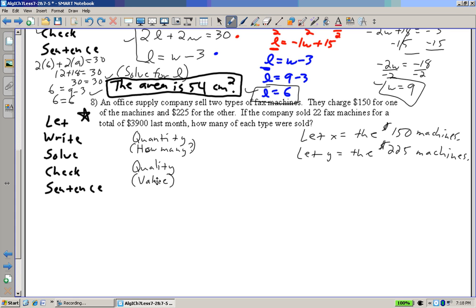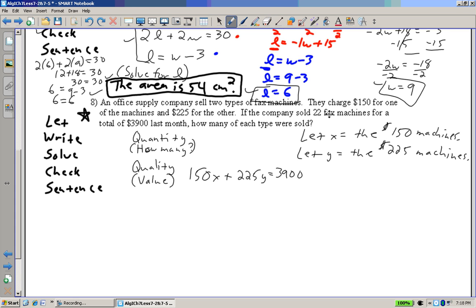So, value, we're doing with quality, the 150 for the X machines is going to be how much it's valued, plus 225 of the Y machines. And it seems to be that the total value is $3,900. Yeah, $3,900. That's the value.